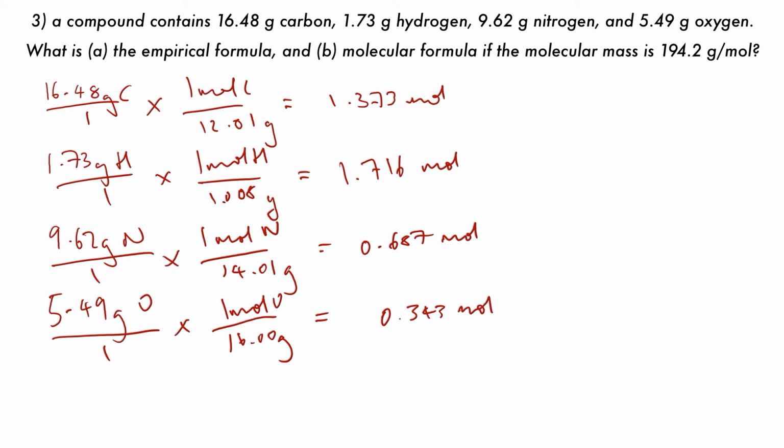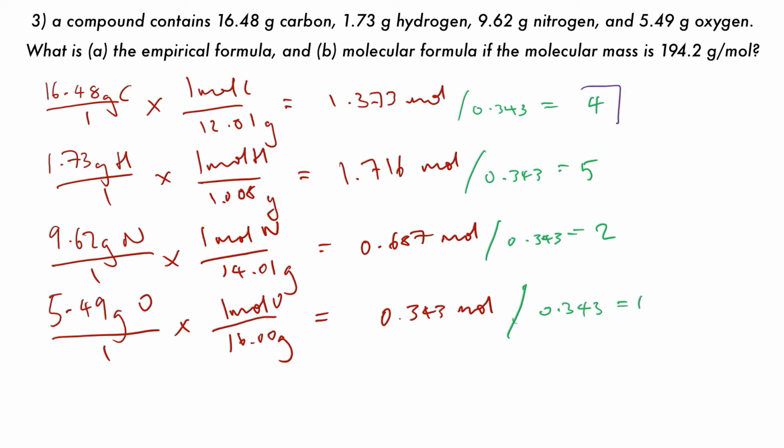We simply divide through by the smallest number of moles. So that's for oxygen, so it's 0.343. For carbon, that would give us 4 carbons. Then divide the number of moles of hydrogen as well, so that would give us a ratio of 5 hydrogens for every oxygen. And for nitrogen as well, we would have 2 nitrogens for every oxygen. And of course for oxygen, we would have 1 oxygen. So for every 1 oxygen, we will have 4 carbons, 5 hydrogens, 2 nitrogens. So these will be our subscripts in our empirical formula.